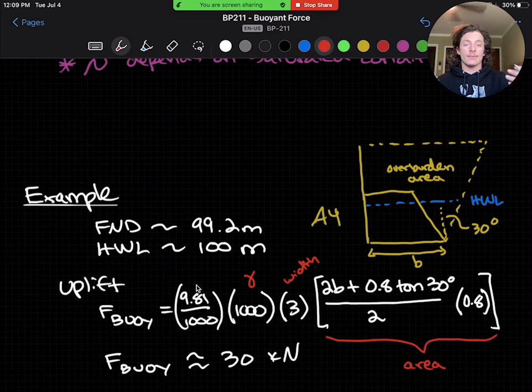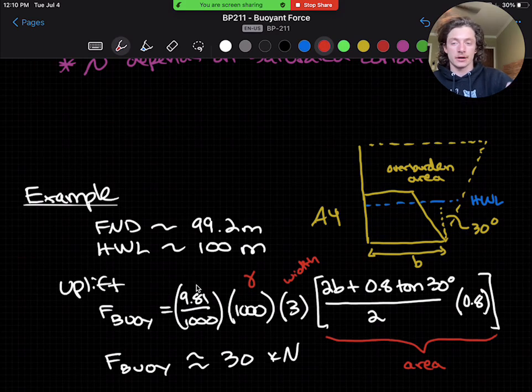Remember, we're multiplying that by the width of the anchor and multiplying by its unit weight to get a buoyant force of around 30 kilonewtons that we would then subtract from our uplift resistance and use a factor of safety of 1.25 because in this case, this is just the high water line that might be temporarily rising over the anchor.